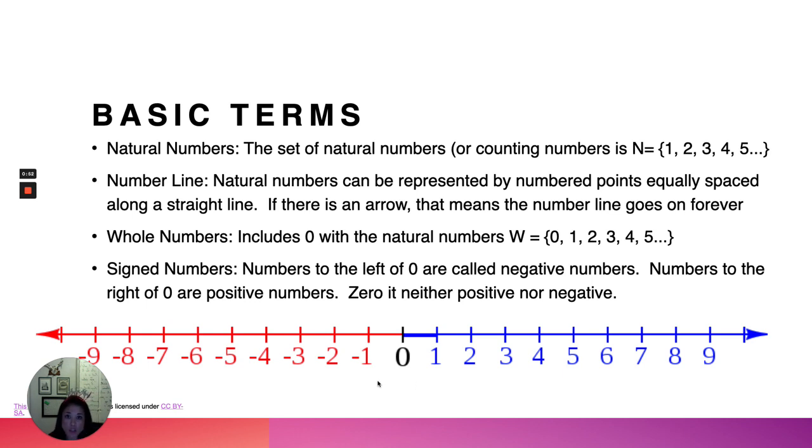And signed numbers are to the left of the 0 on the number line, and they are noted with a minus sign in the front. So you would read this as -1, -2, -3, -4, -5, and so on. And this arrow to the left also means that it goes on for infinity.